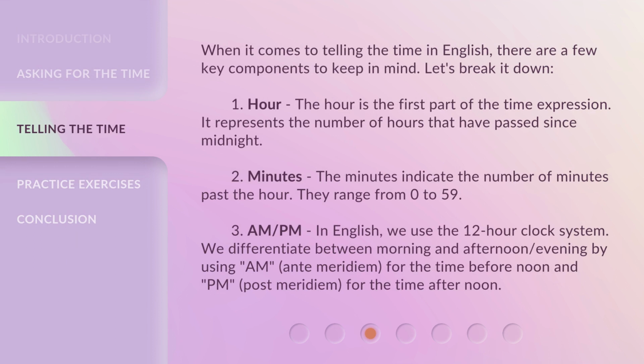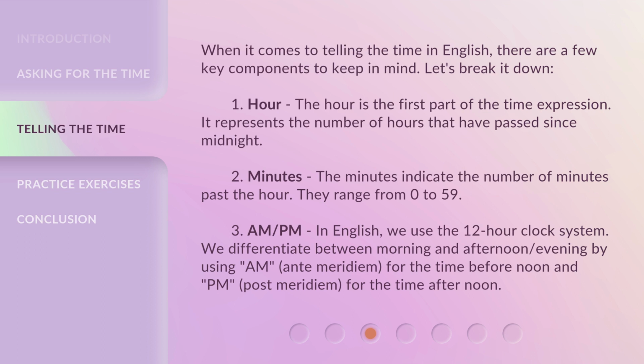When it comes to telling the time in English, there are a few key components to keep in mind. Let's break it down. 1. Hour. The hour is the first part of the time expression. It represents the number of hours that have passed since midnight. 2. Minutes. The minutes indicate the number of minutes past the hour. They range from 0 to 59.